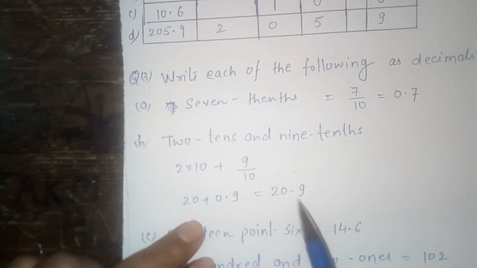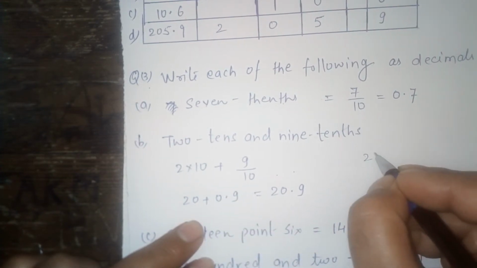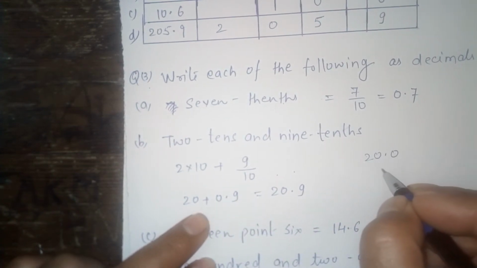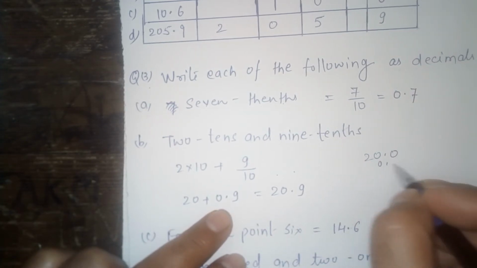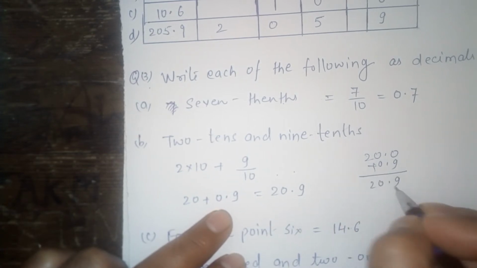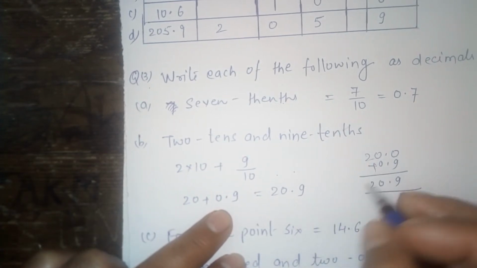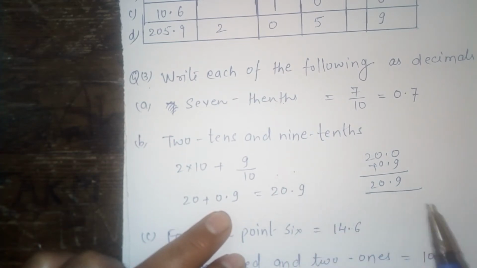How will you add? Now look here, this is 20, and 20 we can write as 20.0, and this is 0.9. After adding you will get 20.9. Okay. So 20.9 is the required answer of the given question.